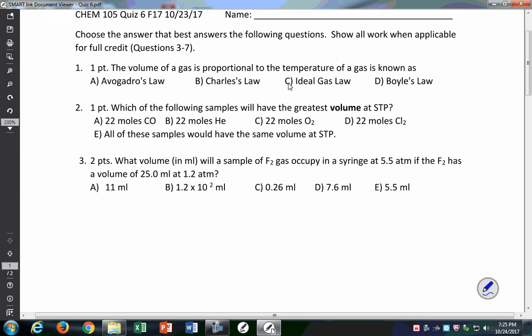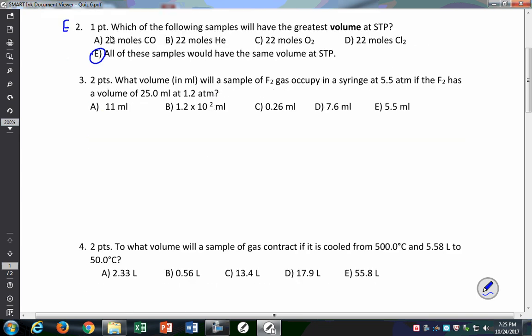Which of the following samples will have the greatest volume at STP? They all have the same, because the gas takes up the container. So that's at 22.4 liters. They all have the same moles. They all have the same volume.